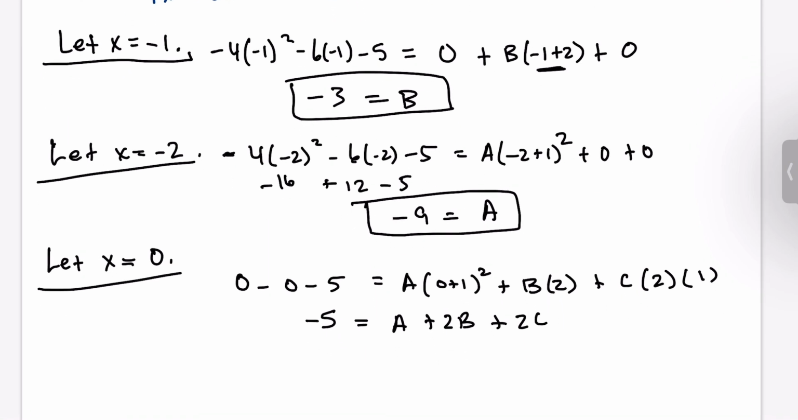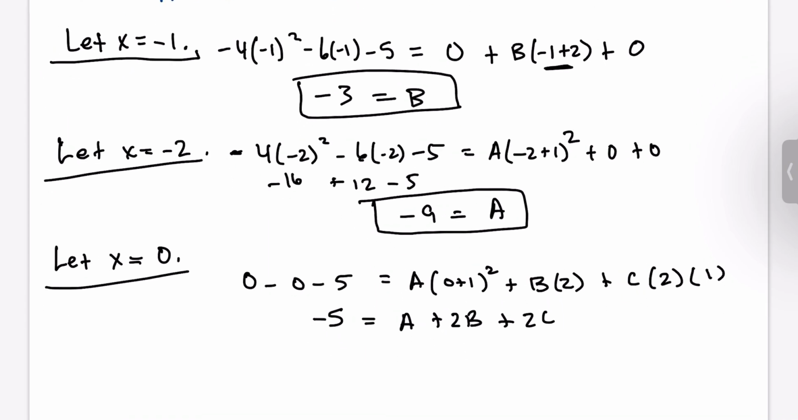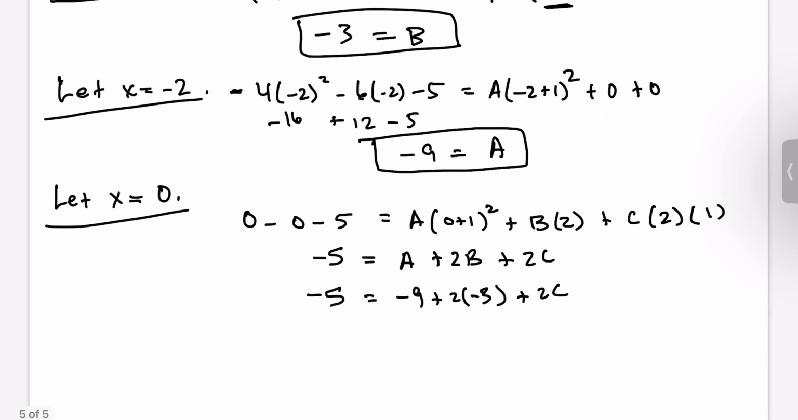Now this is where a and b come back into play, and that's where you plug this a and this b into this b and this a, right? And that's going to help you solve for c. So a is -9 plus 2 times -3 plus 2c. That's what we're solving for, right? We don't have a c at the moment. So then right here we have, let me continue here to the left. -5 equals -9 minus 6, because 2 times -3 is -6. That's -15 plus 2c. So if I add the 15 to both sides, that's 10 equals 2c, right? So then that means c is equal to 5.